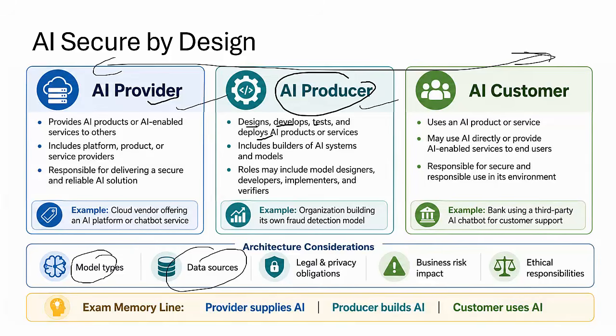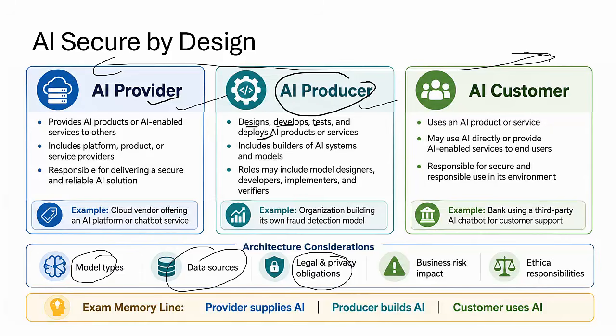Third, the most important part, is legal and privacy obligation. Does the AI use personal data? Is consent required? And last is business risk. What happens if the AI gives a wrong answer? Can this cause damage? Is it fair? Is it biased? Is it transparent? So that's something we have.